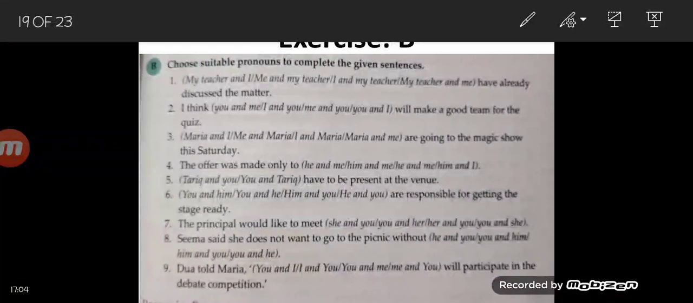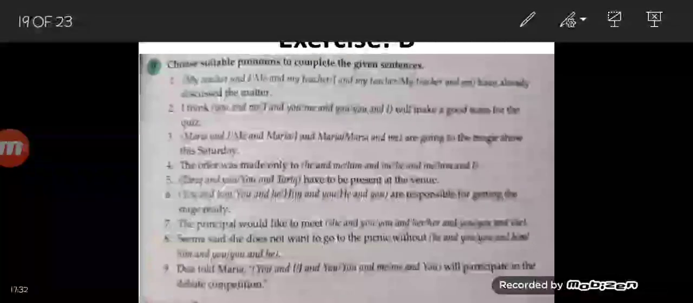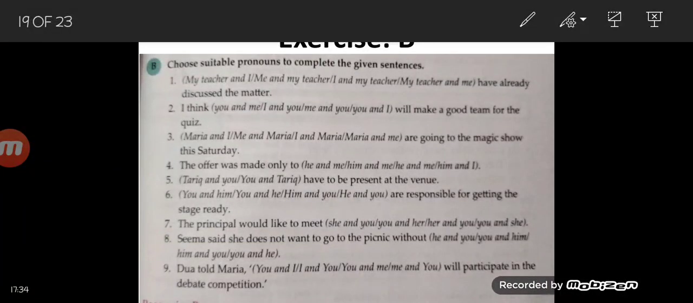The fourth one, the offer was made only to he or me, him and me, he and me, him and I. Yes, the correct option is him and me. The offer was made only to him and me. The fifth one, Tariq and you, you and Tariq have to be present at the venue. Which one is the correct one? You and Tariq. Yes, you and Tariq have to be present at the venue.